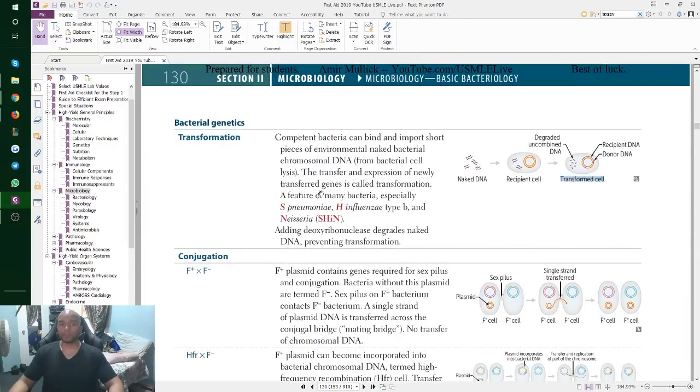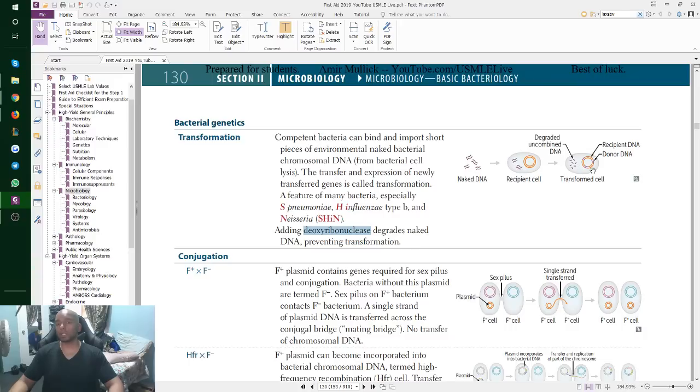So transformation. The transfer and expression of newly transferred genes is called transformation. A feature of many bacteria, especially S. pneumoniae, H. influenzae, and Neisseria. Adding deoxyribonuclease degrades the naked DNA, preventing transformation. That's pretty much what you're going to get your question on, right? Deoxyribonuclease would just degrade all this naked DNA, so there's no transformation, and without transformation, the cell won't change.